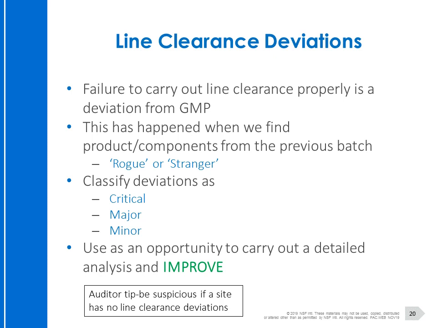Now again, here's an auditor tip for you. Be very suspicious if a site has had no line clearance deviations. It would be very unusual never to have a line clearance deviation. Maybe they're finding things and not recording it in their deviation system, which clearly is against GMP.